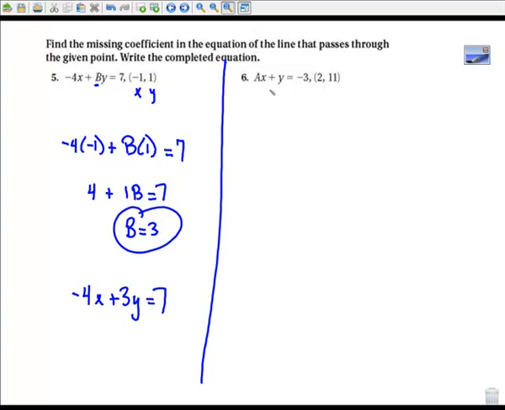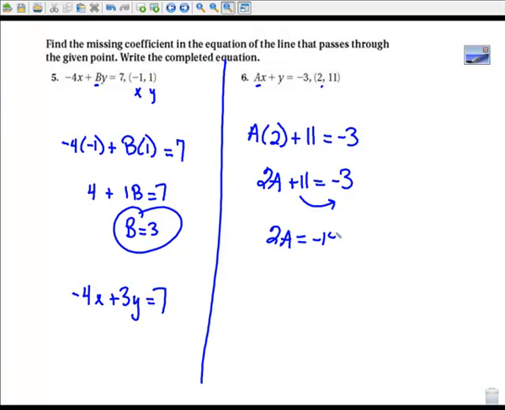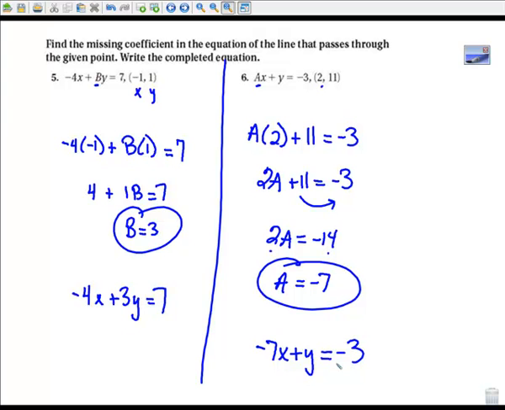Let's try another one. In this case, I'm looking for the a, but I do it the same way. So I have a times my x is 2 plus 1y, so y is 11, equals -3. So I have 2a plus 11 equals -3. If I subtract 11, 2a equals -14. Divide by the 2, and a equals -7. So the missing coefficient is -7, and the equation is -7x plus y equals -3.